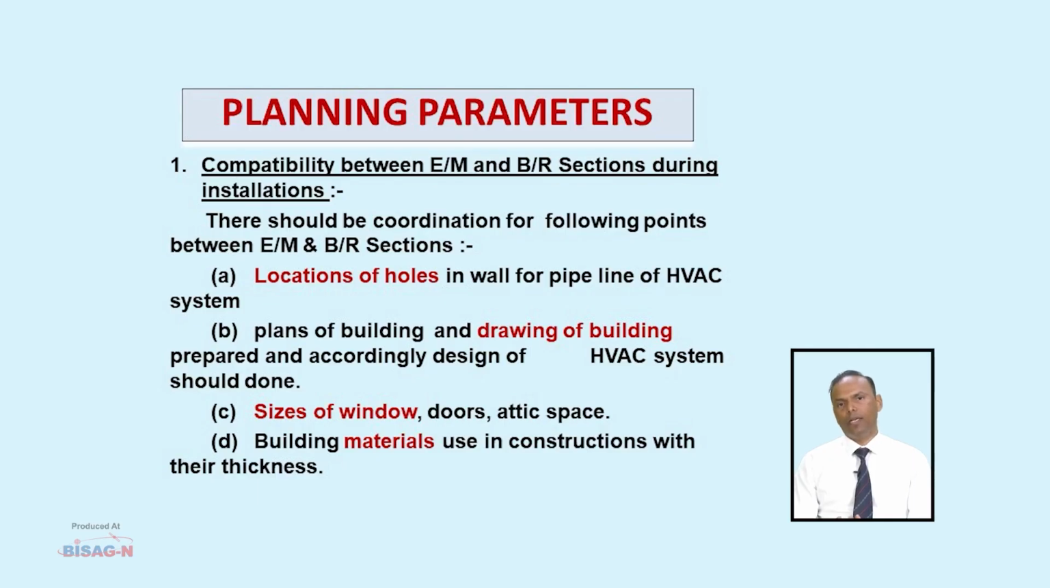Now, some flaws which executives generally overlook: if there is a B&R officer, he focuses totally on the B&R issues. Somewhere it is left up to the wisdom of the JE and AG level. So the compatibility of B&R and E&M has to be kept in mind. The location of holes in the wall, where the ducts will be crossing and where the air handling unit will be placed, as well as the size of windows, doors and attic spaces, should be catered for in the drawing stage. And building materials already covered. Now come to the various types of HVAC system, gentlemen.